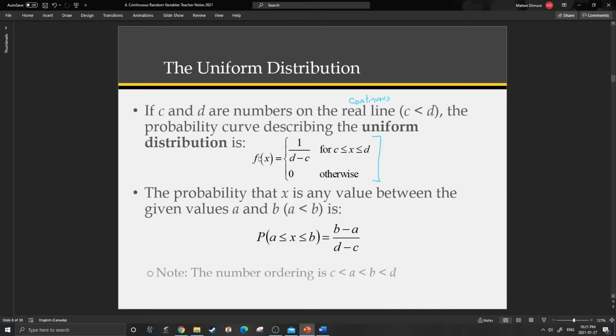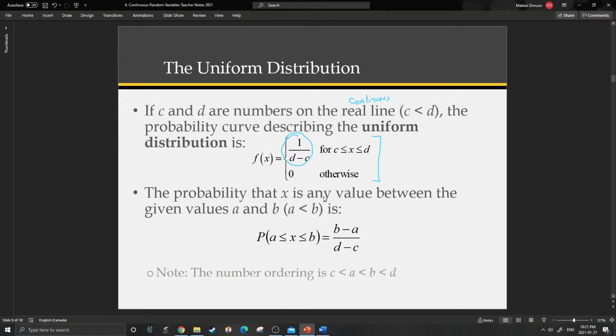So this just means f of x is equal to 1 over d minus c, and just stipulating that c is less than whatever x you're looking for, which is less than d. So basically you're on the interval somewhere. And this is your probability, okay? Otherwise it's 0. So if you're not falling between c and d, probability is 0. So that just means you've moved outside of the distribution and there's no probability there for you.